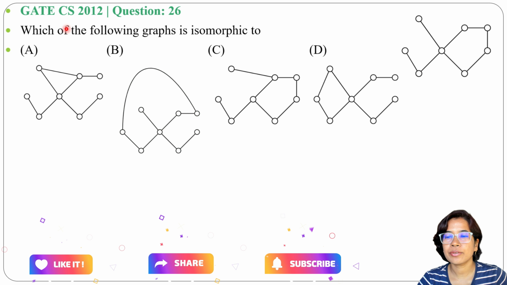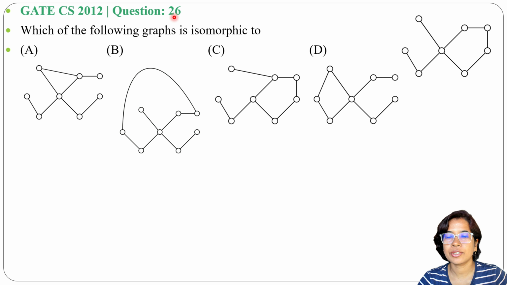Let's solve one previous question of graph theory. This question was asked in GATE CS 2012, question number 26. Which of the following graph is isomorphic to this graph? Four graphs are given, and it is asking which one is isomorphic to this graph.